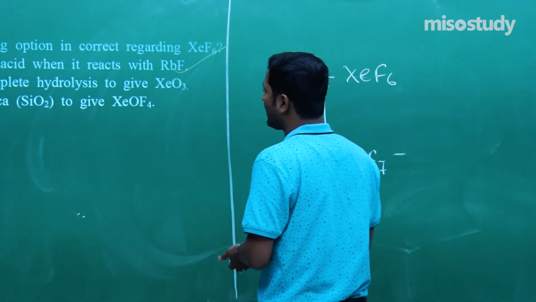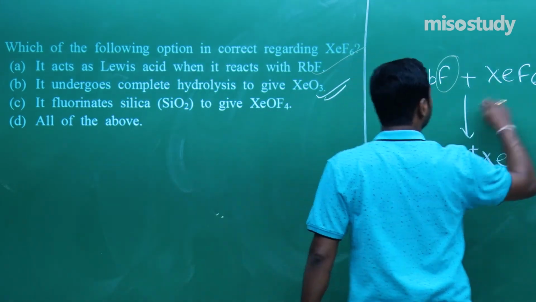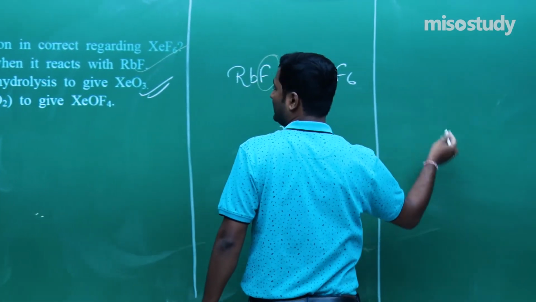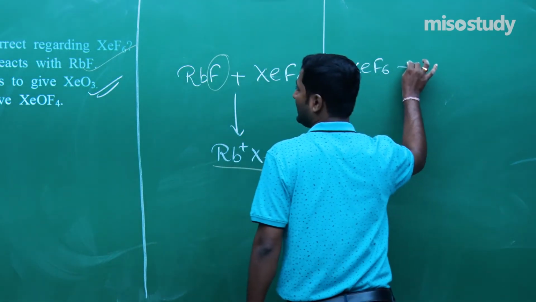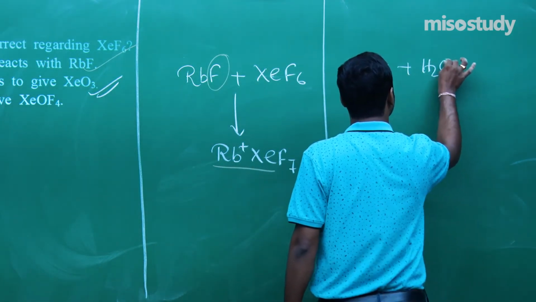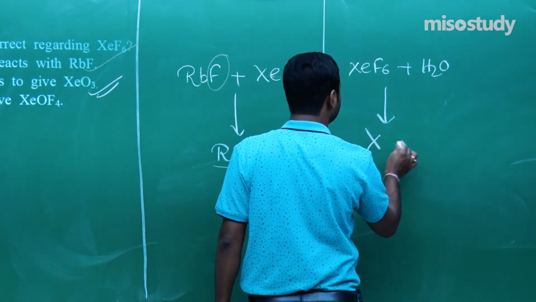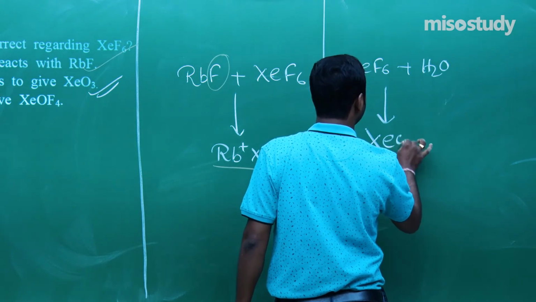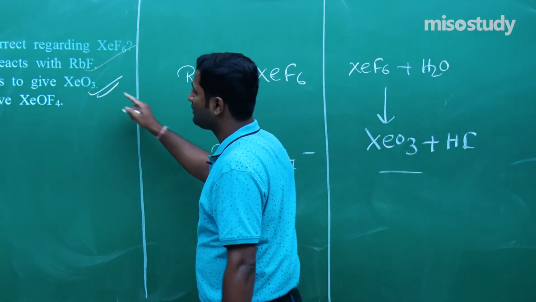It undergoes complete hydrolysis and gives XeO3. Check out: XeF6 plus H2O, on hydrolysis, definitely gives you XeO3 plus HF. Yes, so this one is also correct.